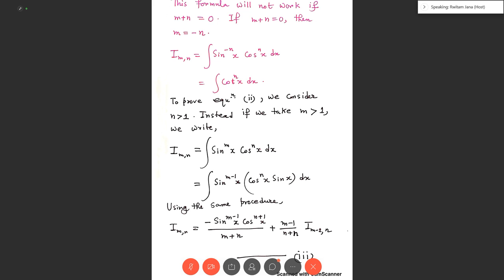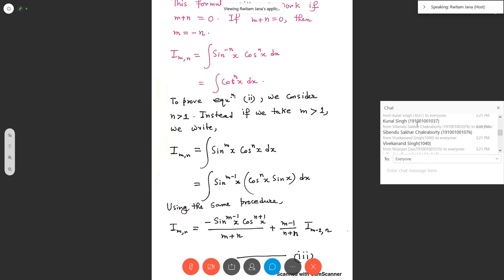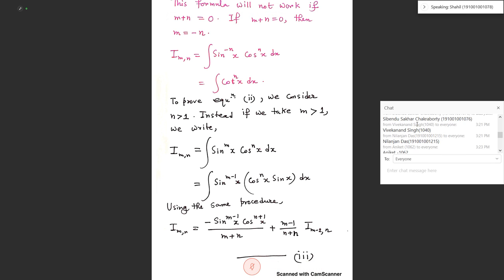Now we already proved for the equation number 2. So what is the equation? Yes, Aniket, tell me. Yes, Aniket, do you have any questions? Aniket raised his hand, so I hope he may have some questions. Sir, he actually did not raise his hand. He just joined, so that notification came.